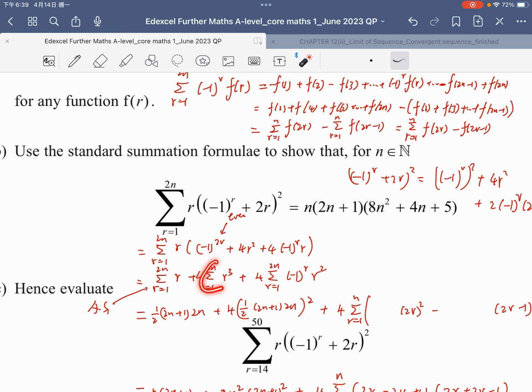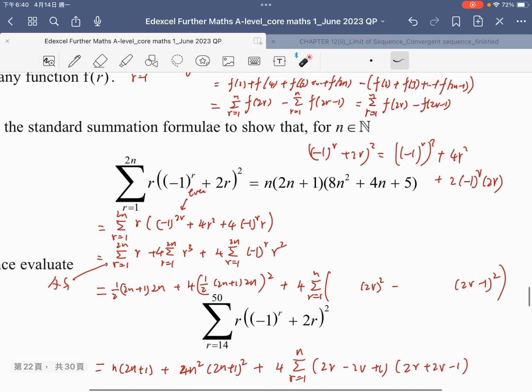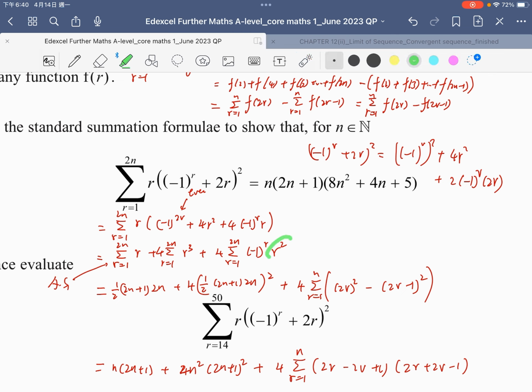And the second term, the summation of r cubed, should be equal to the formula of the summation of r, squared. This is a well-known equation. I think most people know that. In Edexcel Further Maths, students may know this formula, and I can let this be r.